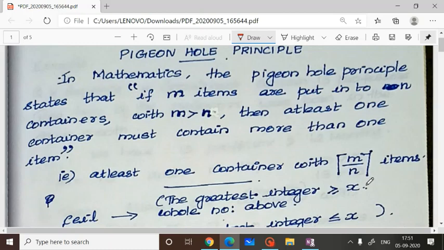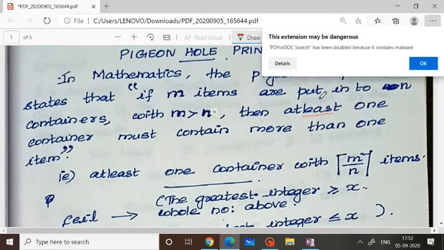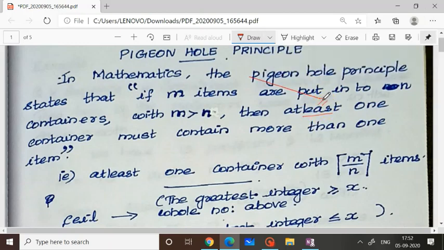In mathematics, the pigeonhole principle states that if m items are put into n containers with m greater than n, then at least one container must contain more than one item. Here, at least denotes greater than or equal to.